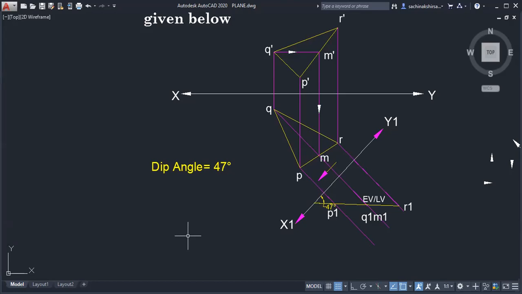What is the arrow called? Dip direction. So it is shown. I cannot say this in words. Only we have to show it on the drawing.